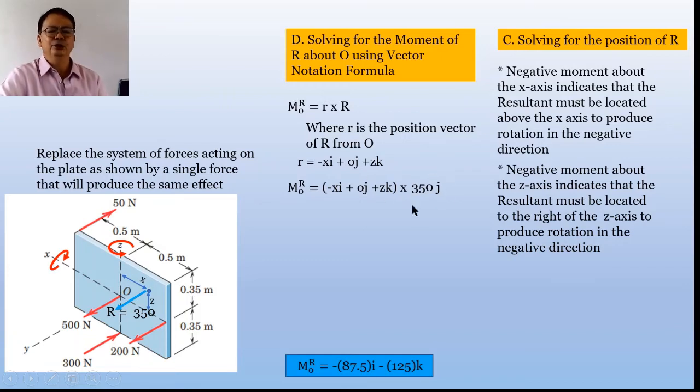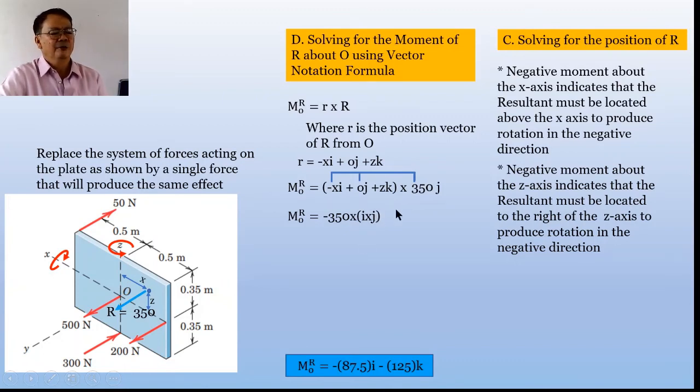So when we simplify, how do we simplify this cross product multiplication? Let us try to multiply because we know that cross product is distributive. So we can distribute this term to all the terms inside this parenthesis. And so we can have this product, the product of negative xi times 350. And that gives us negative 350x times i cross j. Kaya meron tayo ditong i cross j.